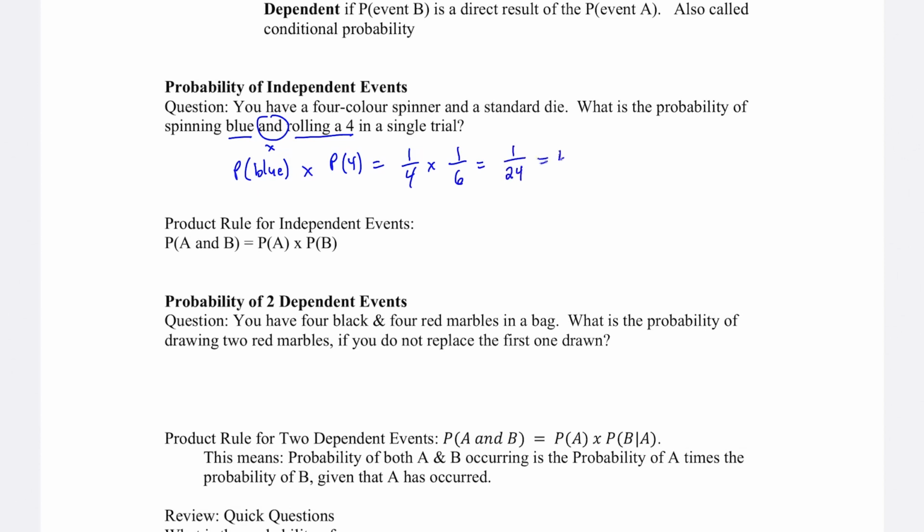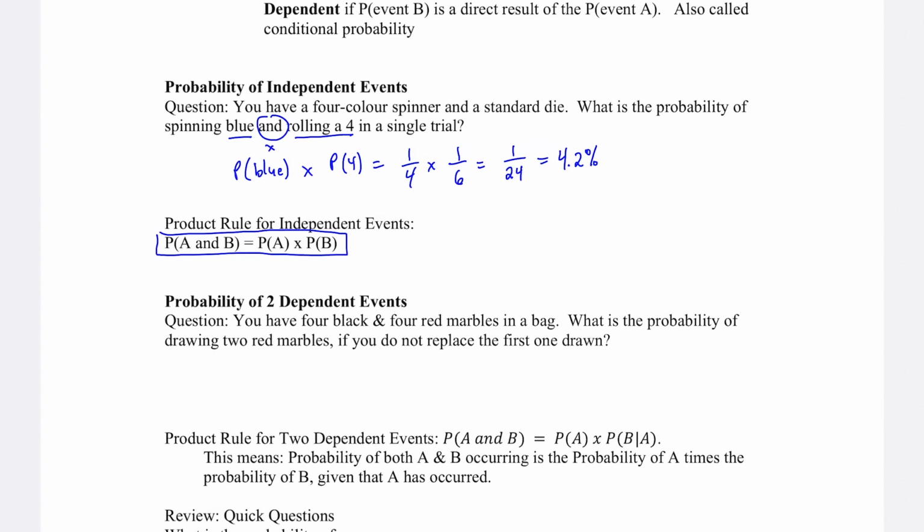1 in 24 is correct, or you might type this in and see the percent of this as well in your calculator, and that would be 4.2%. So for independent events, the probability of A and B is simply the probability of event A times the probability of event B. And it's that quick and that simple.